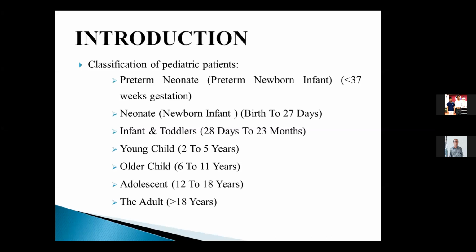According to the classification of pediatric patients, by days, months and years: preterm neonates are newborn infants of less than 37 weeks gestation, and neonates are newborn infants from birth to 27 days. Infants and toddlers are 28 days to 23 months. Young child is 2 to 5 years. Older child is 6 to 11 years. Adolescent is 12 to 18 years. More than 18 years is adult.